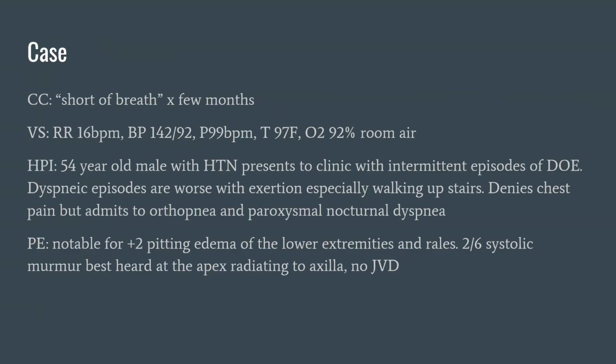Okay, guys, so we have a patient who's been short of breath for a few months. Respirations are 16. Blood pressure is 142/92. The pulse is 99 beats per minute and regular. Temperature is okay. O2 is a little bit low, 92% on room air. So this is a 54-year-old male with hypertension, presents to the clinic with intermittent episodes of dyspnea on exertion. The dyspneic episodes are worse with exertion, especially when walking up the stairs. There's no chest pain, but he admits to orthopnea and paroxysmal nocturnal dyspnea.